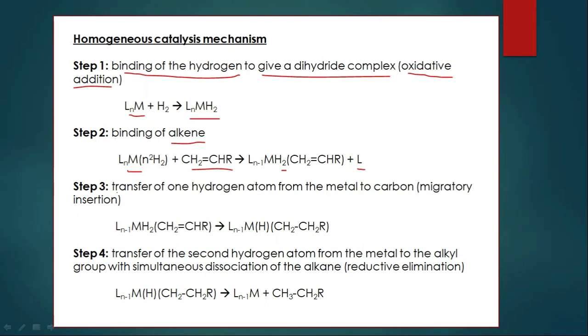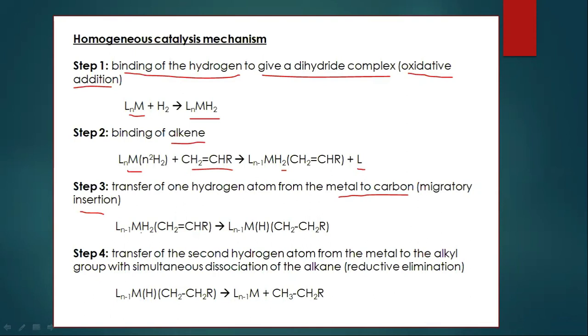Next is step three, the transfer of one hydrogen atom from the metal to carbon, which we will call migratory insertion. Now take this Ln-1MH2(CH2=CHR). During the migratory insertion step, the H2 is already present, as the H2 addition took place in step one. Then of the two hydrogen atoms, one hydrogen atom transfers across the C=C double bond.